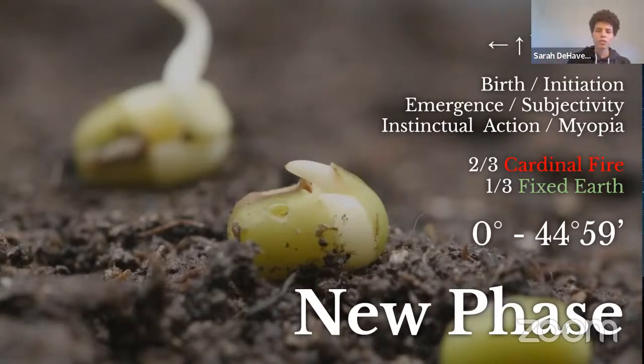So there is a lot of subjectivity. Because of that subjectivity, there's that connection to instinctual action, and myopia. Two-thirds cardinal fire, Aries, one-third fixed earth energy, because it covers the span of 0 degrees to 44 degrees 59 minutes, or you could just say 45, but I had to go extra on that one. Super specific. New phase.